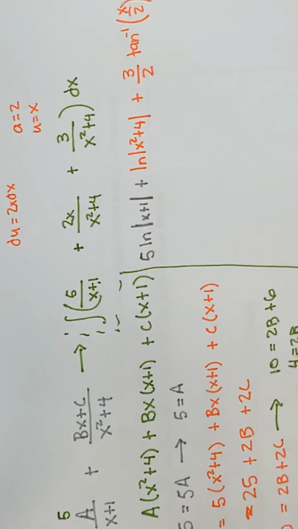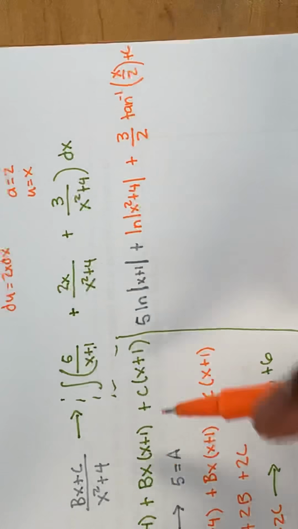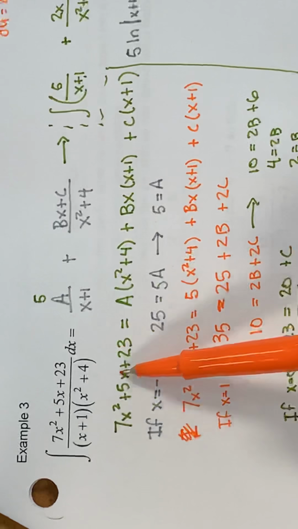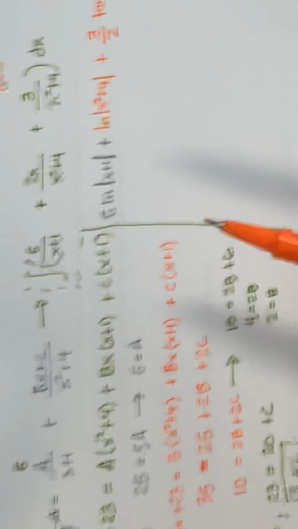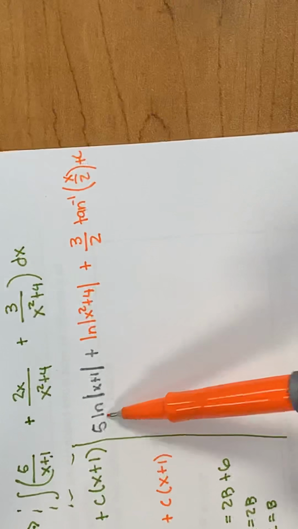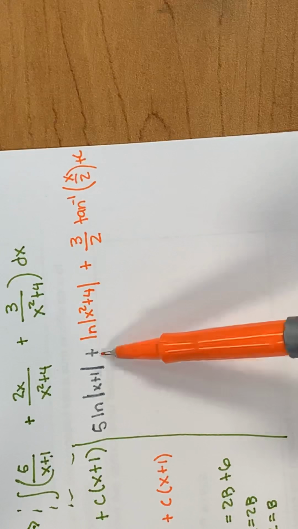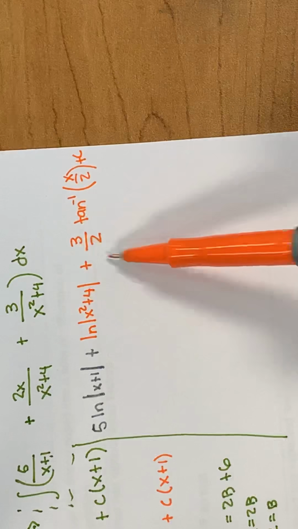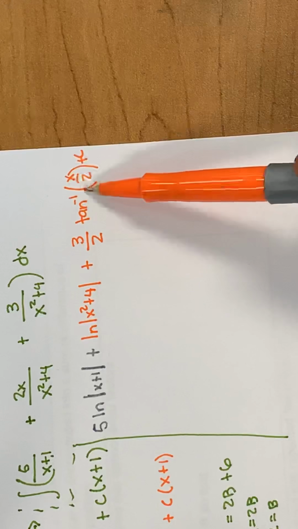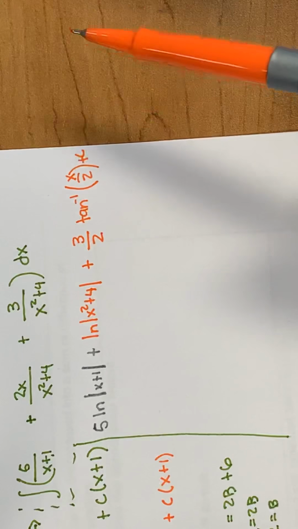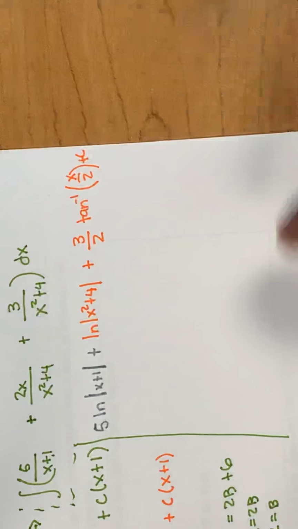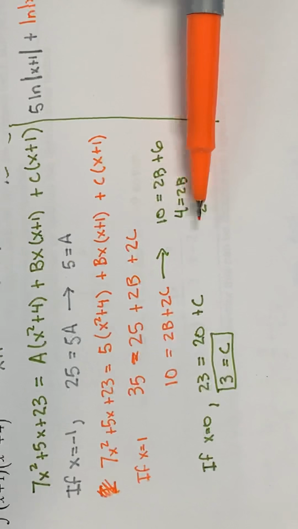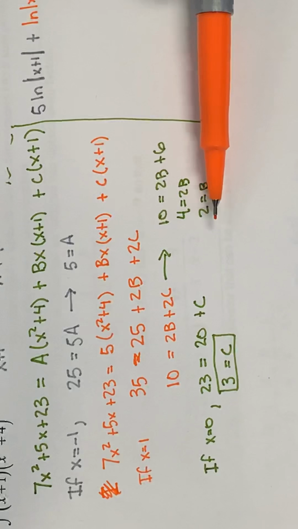So all of this is done if we have a quadratic factor on the bottom. So we ended up with the result of 5 ln absolute value x plus 1 plus ln absolute value x squared plus 4 plus 3/2 tangent inverse x over 2 plus c. So again, the integration is not difficult. It's just some of the algebra that gets here is kind of tedious, but not hard either.